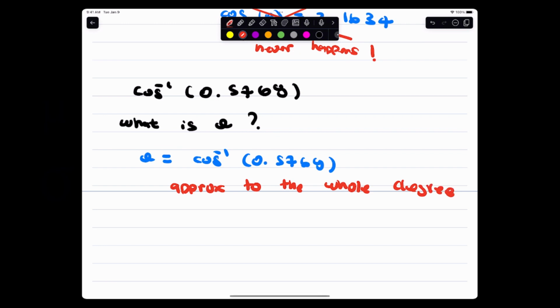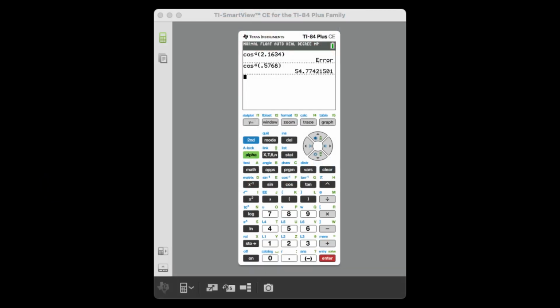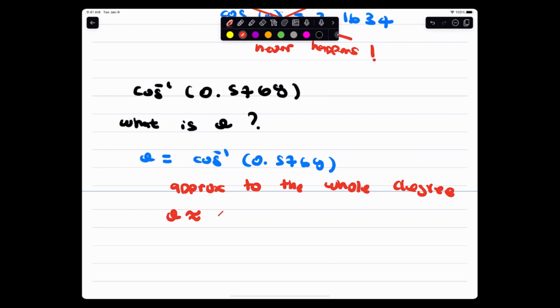Approximate to the whole degree. That means theta would be approximately, look at the calculator. They're saying the 4 is in the ones position. The digit to the right's a 7. What does that mean I do to the 4? Add 1. Is that right? And that's going to be now what? 55 degrees. So, ladies and gentlemen, there you go.